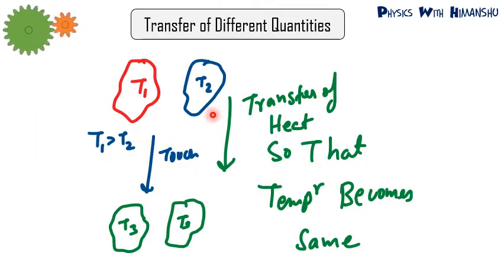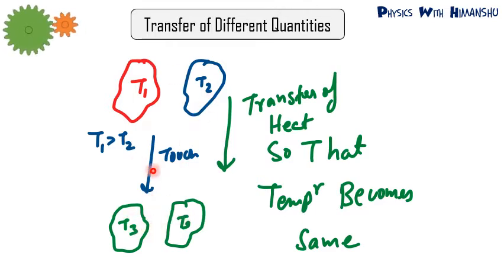First we'll discuss some basics. Suppose we have two bodies, body 1 and body 2. Suppose the temperature of body 1 is T1 and the temperature of body 2 is T2, and suppose T1 is greater than T2. So if they are in contact with each other, then after some time they both will have the same temperature. Suppose that same temperature is T3.